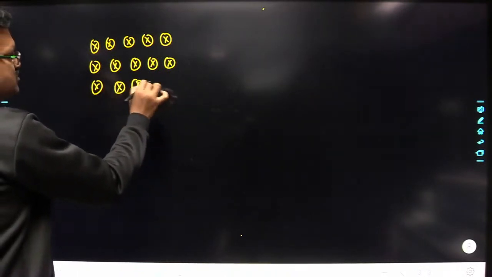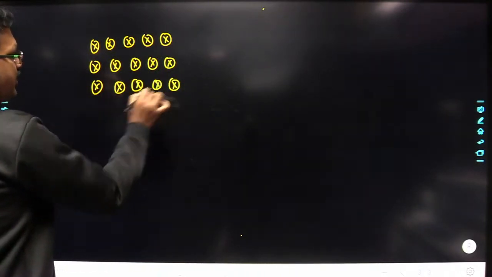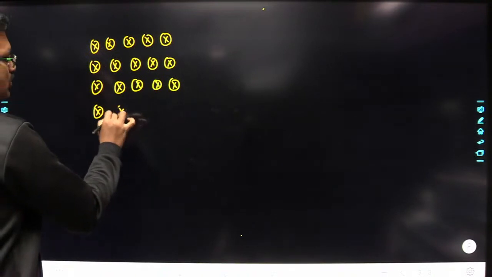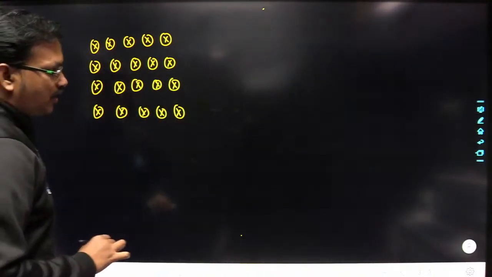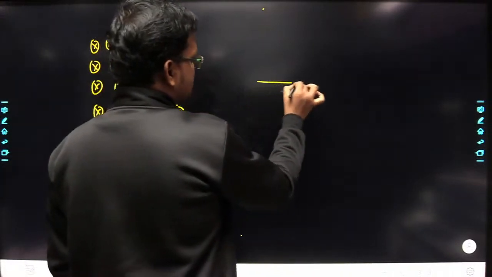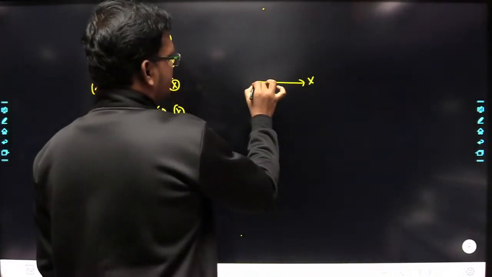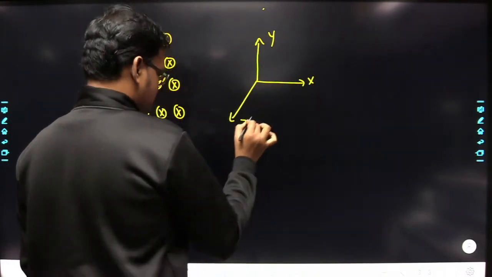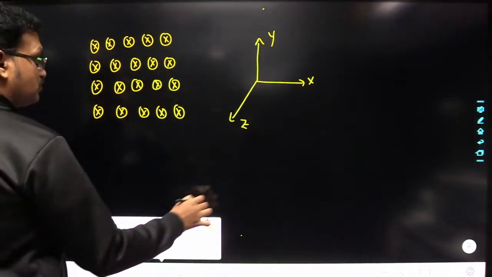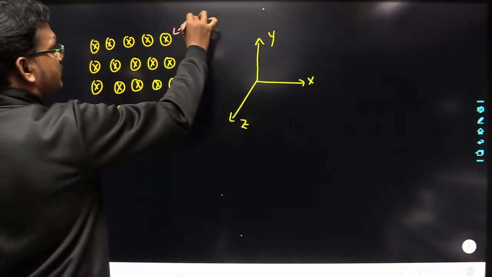Here the B field is pointing into the board, right? Now let us consider this axis as the x axis, this axis as the y axis, and this axis as the z axis. So this is the B field.